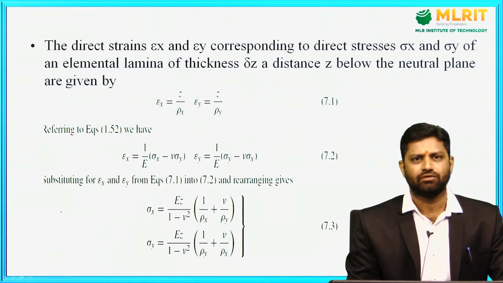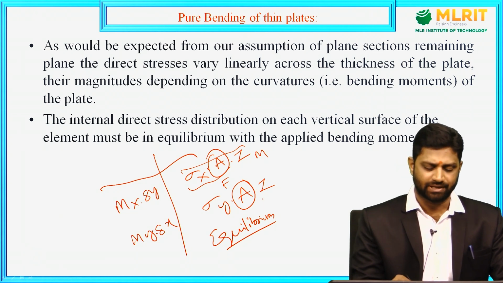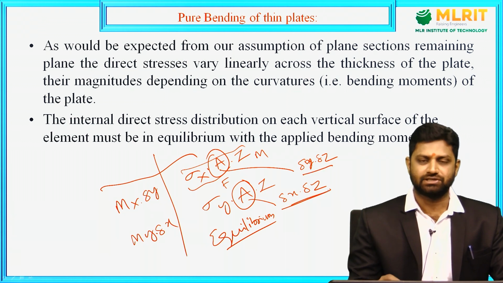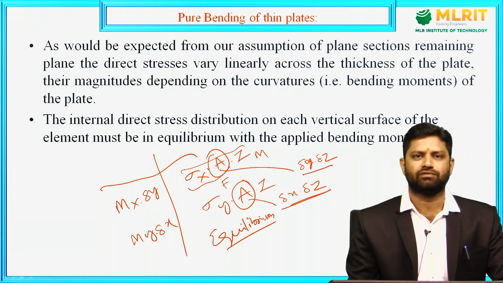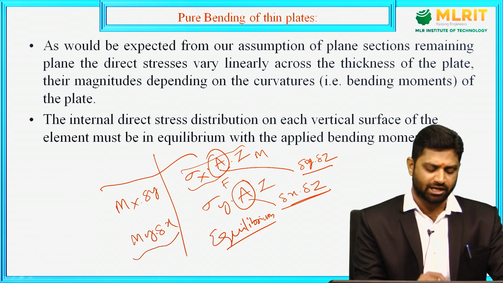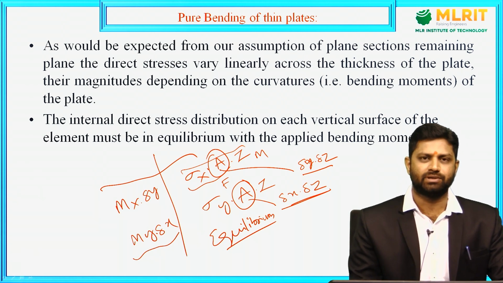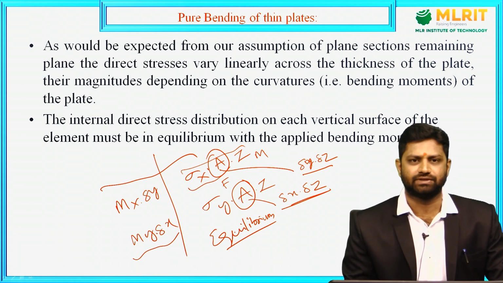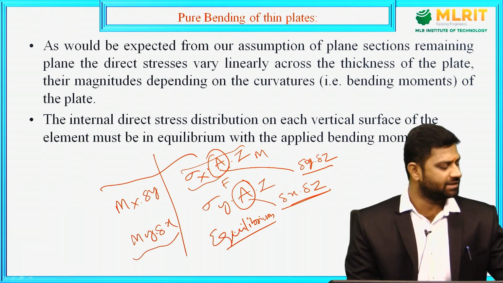So with this, in this place of A, we are going to write delta y and delta z, and in this case, delta x and delta z. With these changes, we are going to write the equilibrium equation. That is, the applied bending moments must be in equilibrium with the internal direct stress distribution on each vertical surface of the element.